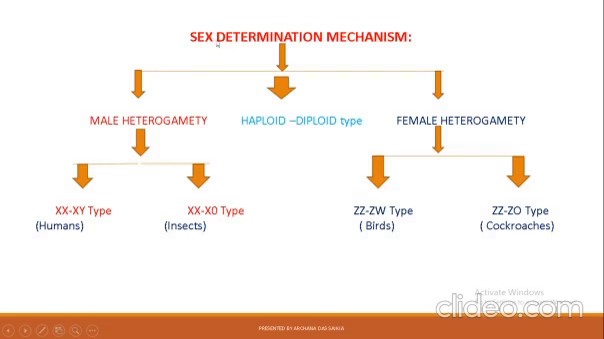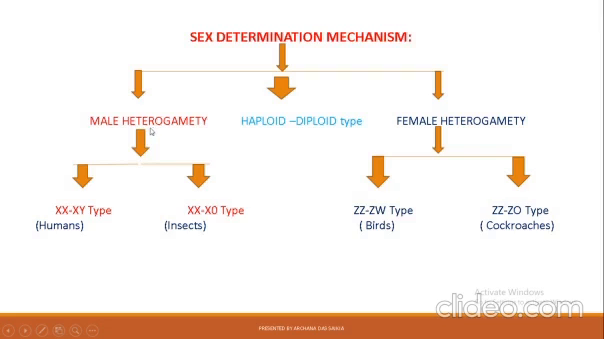Now the sex determination mechanism can broadly be categorized into 3 types: male heterogamety, haploid diploid type, and female heterogamety. Now male heterogamety, from this term it becomes quite clear that it has something to do with male individuals. Hetero means different, and gamety obviously relates to gametes.